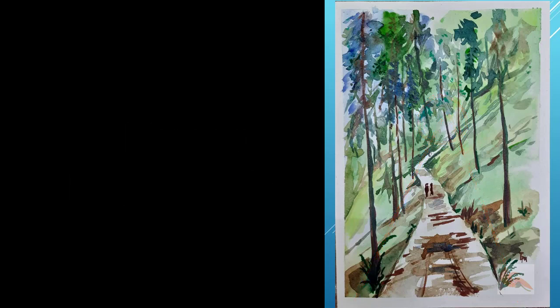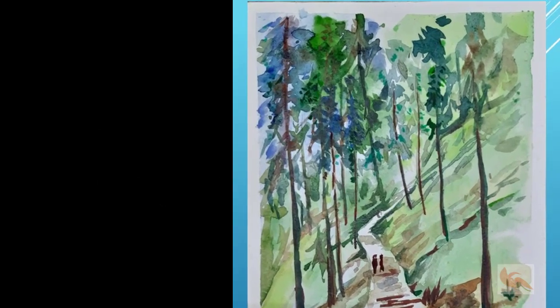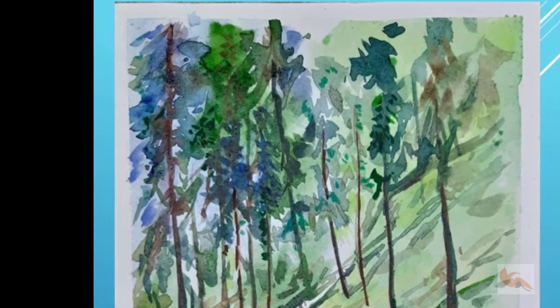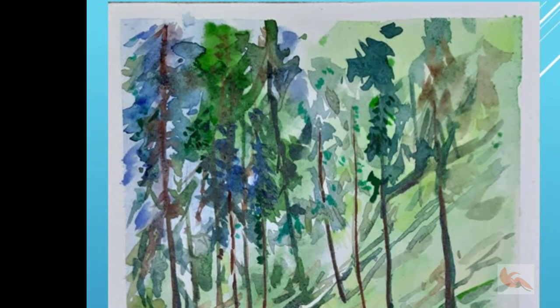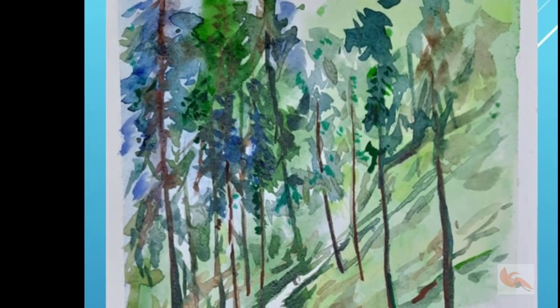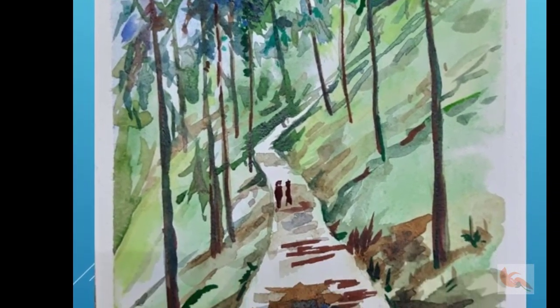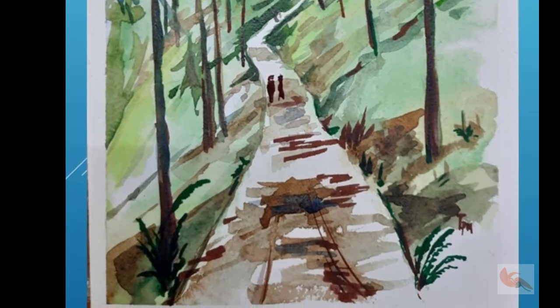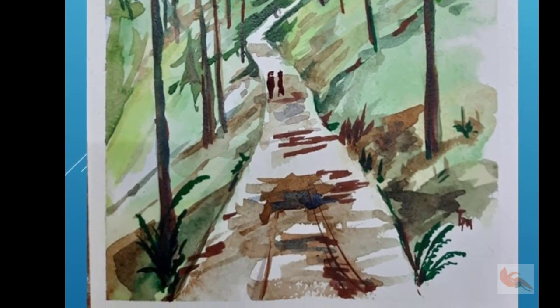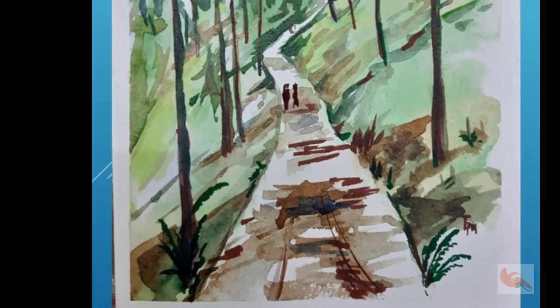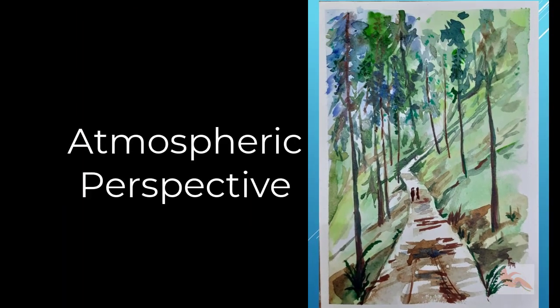And also another aspect is the atmospheric perspective, wherein the objects in the distance don't have details. The color is slightly pale and bluish, and the objects in the foreground, that is very close to the viewer, have more details and the colors are more vibrant, and it is more eye-catching than what is there in the background.